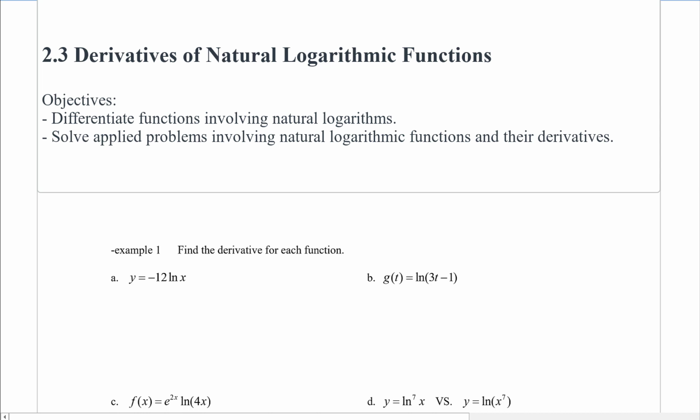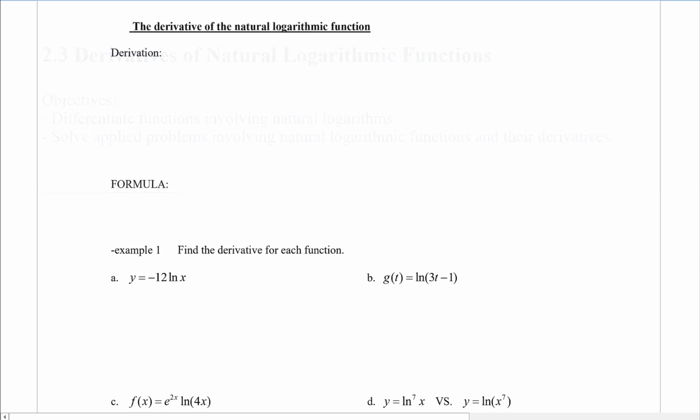So before we can start this section, we actually need to know what the derivative of the natural log of x is. So we're going to have to start off by deriving that. So we're going to begin with the derivative of the natural logarithmic function and its derivation. To find the derivative of f of x equals the natural log of x, we first have to start off with that equation. So I'm going to go ahead and write down y equals the natural log of x, or y equals ln of x.